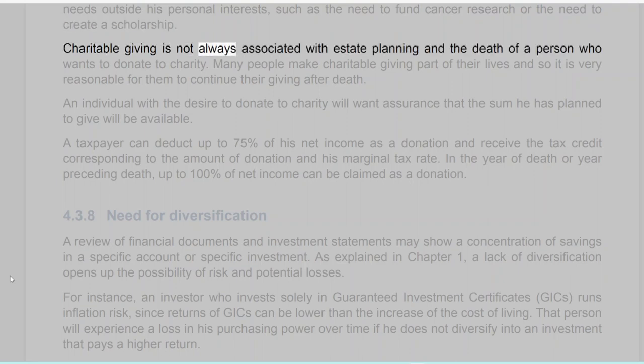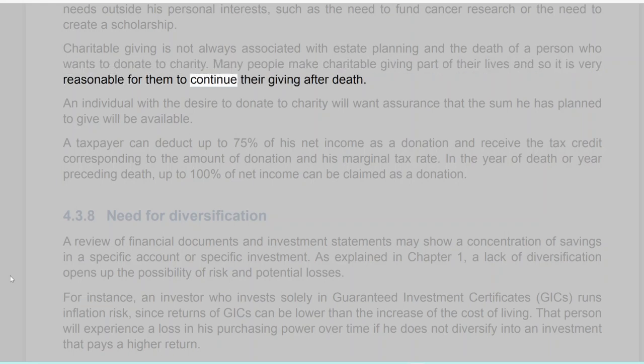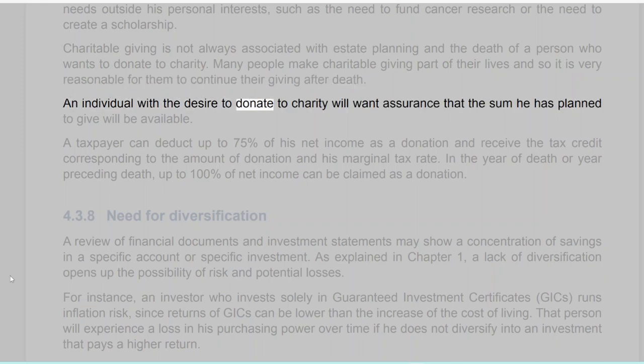Charitable giving is not always associated with estate planning and the death of a person who wants to donate to charity. Many people make charitable giving part of their lives, and so it is very reasonable for them to continue their giving after death. An individual with the desire to donate to charity will want assurance that the sum he has planned to give will be available.